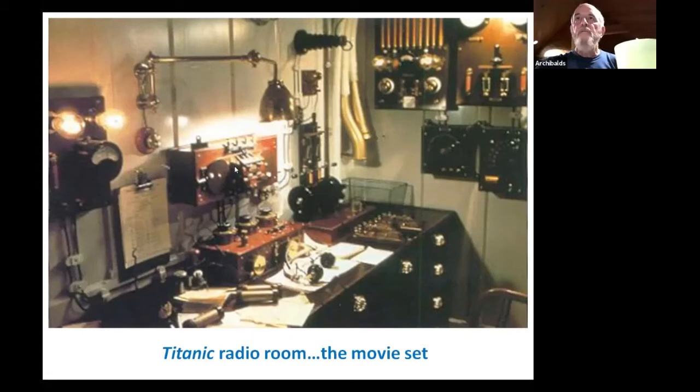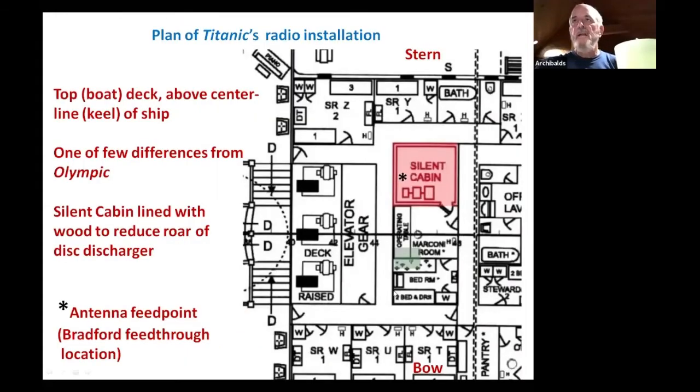Here's just to give you a feel of where it is. This is the center line of the ship, the bow this way, the stern there. Here's a silent cabin with the transmitter. Most of the transmitters in here, all the big stuff and the high voltage and the noise is in here. Marconi room, and they had a little bedroom with two bunks, and that was the operator's world. And this is about where the antenna feed through was to go up to those two great twin T's on the roof.